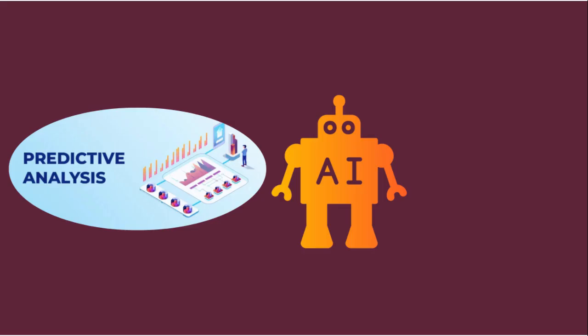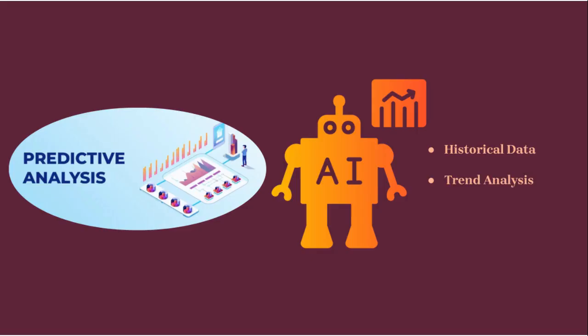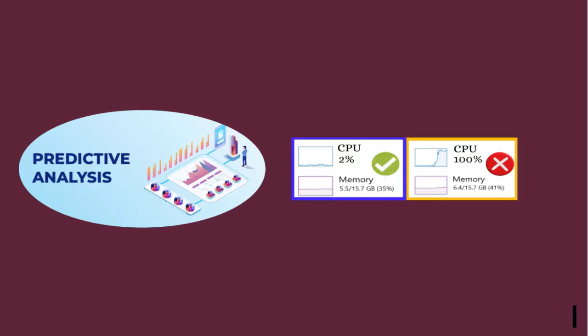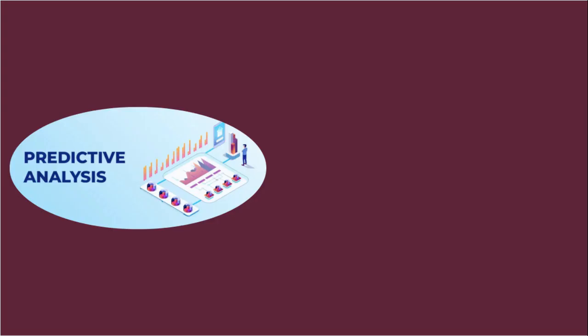AIOps doesn't just react to problems, it predicts them before they happen. Using historical data and trend analysis, predictive models identify potential failures days or weeks in advance. For example, machine learning can detect gradual performance degradation in servers and predict when they're likely to fail. IT teams can then take preventive action before an outage occurs. Predictive analytics helps organizations reduce downtime by addressing problems proactively.